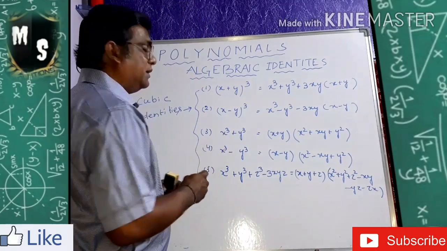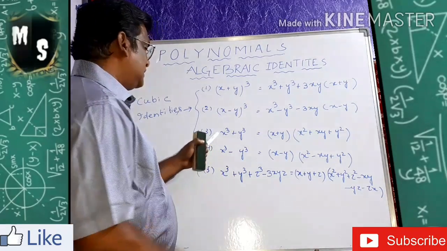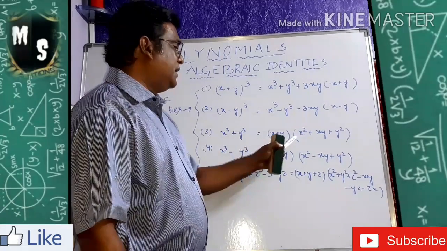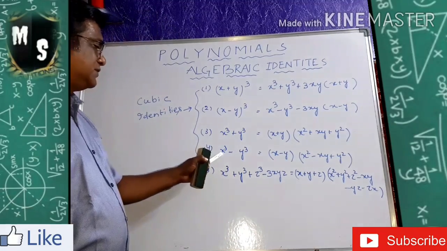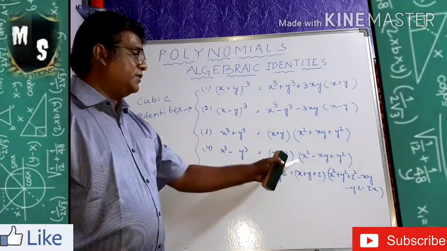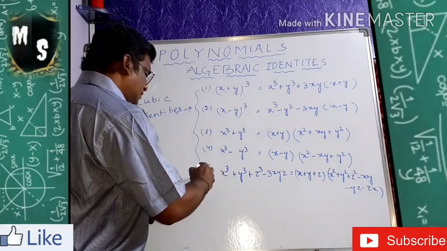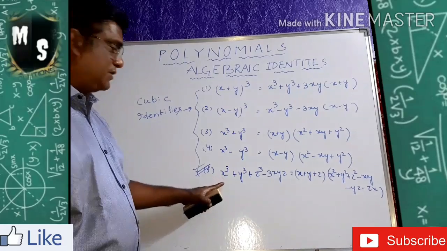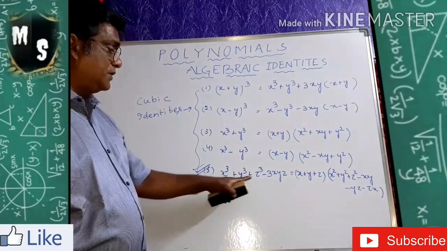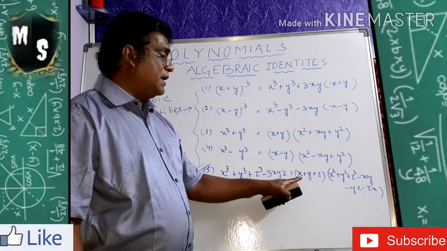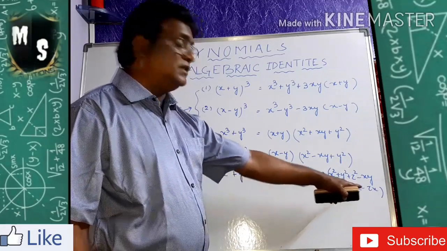Then these two formulas are a little bit different from these two. Try to understand and try to remember. x cube plus y cube is (x + y) into (x square minus xy plus y square). The next one is x cube minus y cube, that is (x - y) into (x square plus xy plus y square). The new formula for you here is an important formula, please try to remember: x cube plus y cube plus z cube minus 3xyz is equal to (x + y + z) into (x square plus y square plus z square minus xy minus yz minus zx).